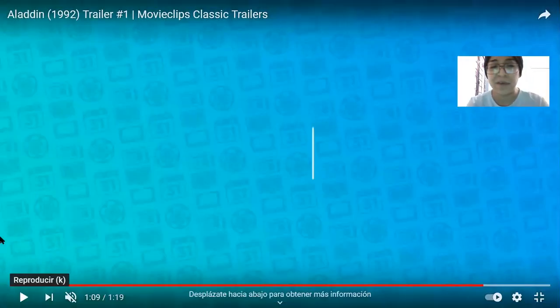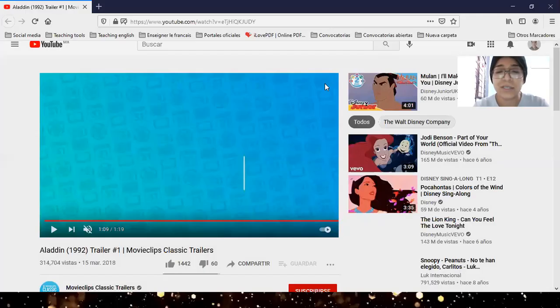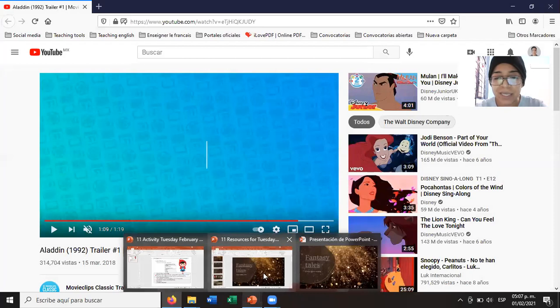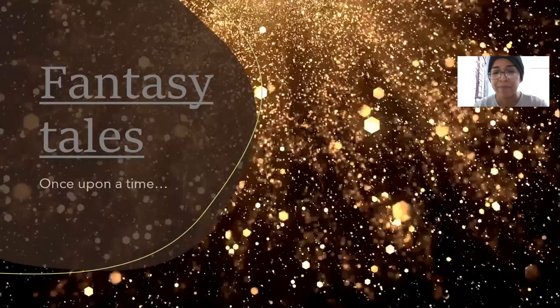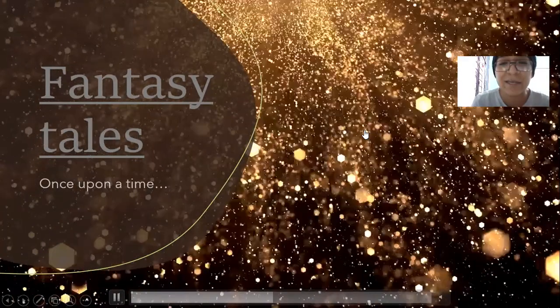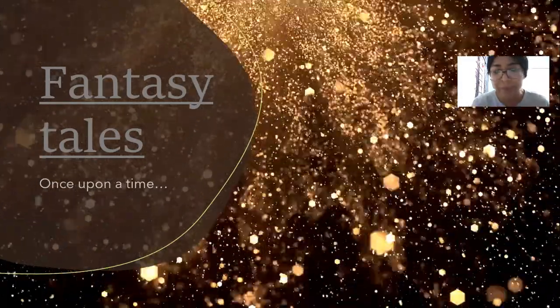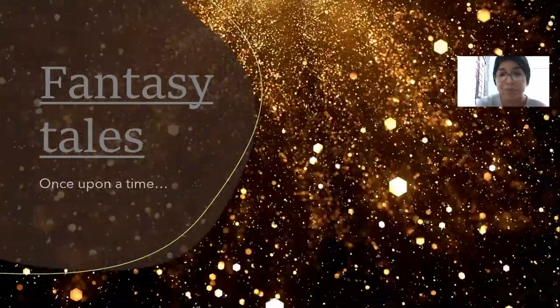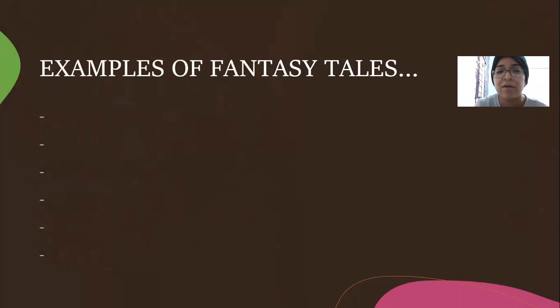Okay, there it is. That's an example of a fantasy tale. Ese es un example of a fantasy tale, okay? Entonces, ¿qué es un fantasy tale? It's un cuento, okay? Let's continue. Here, you're going to give me examples of fantasy tales in our Zoom class. En nuestra clase de Zoom, tú me vas a dar unos examples of fantasy tales.